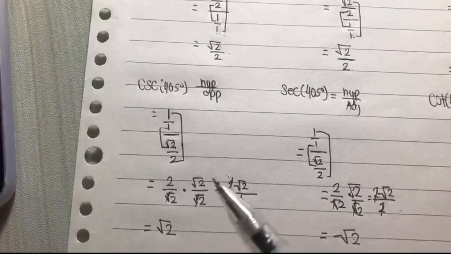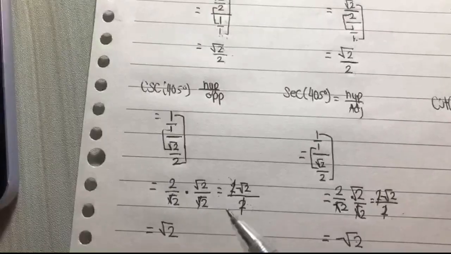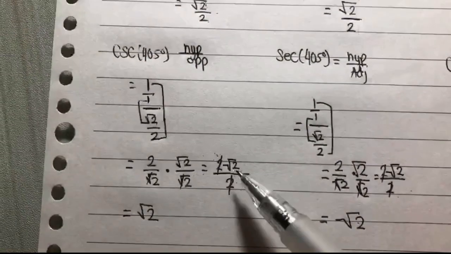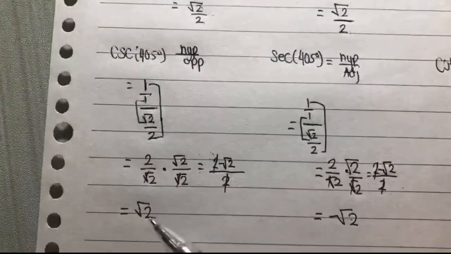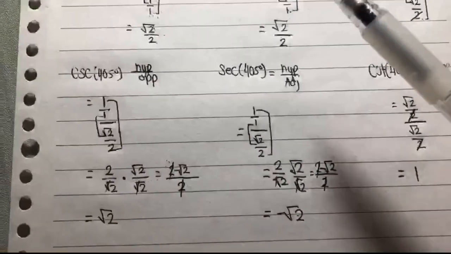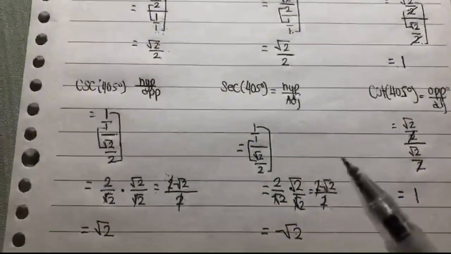So, i-rationalize or i-multiply natin siya both in square root of 2. So, 2 multiply of square root of 2 over square root of 2 is equals to 2 square root of 2 over 2. So, i-cancel out natin yung 2, ang matitira is square root of 2. So, ang magiging sagot ay square root of 2. Sa second naman, ganun din. Kung ano ang sagot sa cos, i-reciprocal lang din natin.